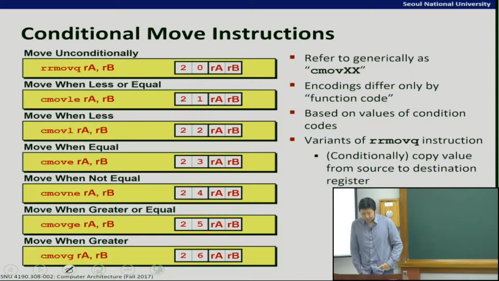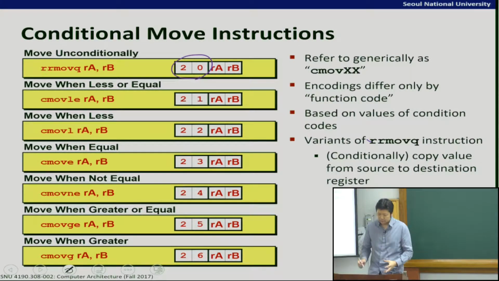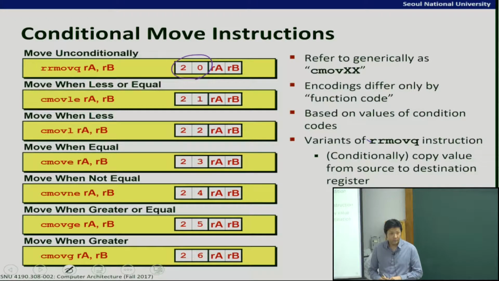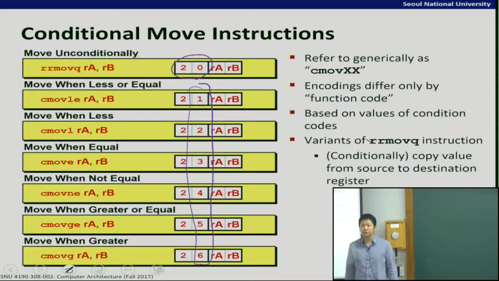Conditional move is more or less the same. We already learned the RR move, register to register move, which has opcode 20. It takes two register operands, RA and RB. But if you change the second nibble to different values, then this becomes the conditional move.